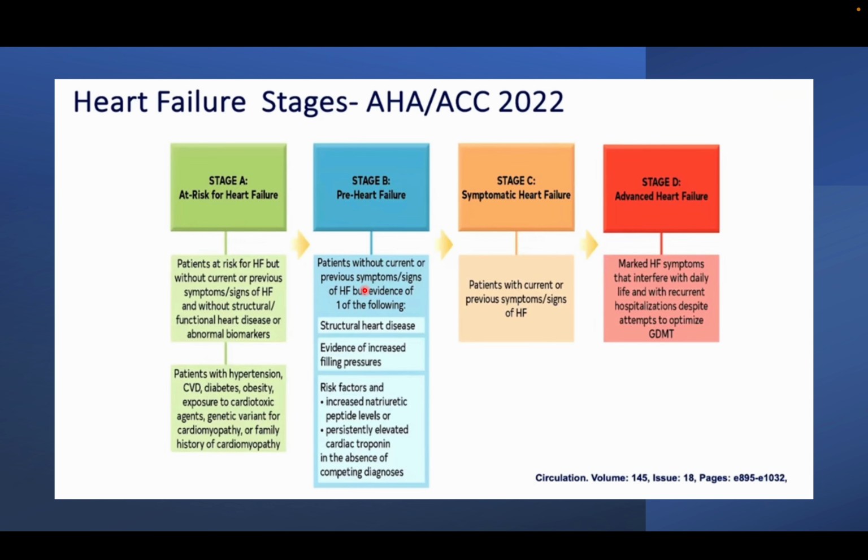Stage B is a patient without any symptoms per se but with evidence of structural heart disease. Some amount of diastolic dysfunction is there, or some mildly reduced ejection fraction is there, but there are no symptoms per se. There is evidence of increased filling pressures, with elevated left atrial pressure, or an increase in natriuretic peptide or elevated cardiac troponin. So there is a structural or functional change in the heart, such as 2D echo abnormalities or biochemical abnormalities, but no symptomatology of heart failure present. That is stage B. Stage C is symptomatic heart failure.